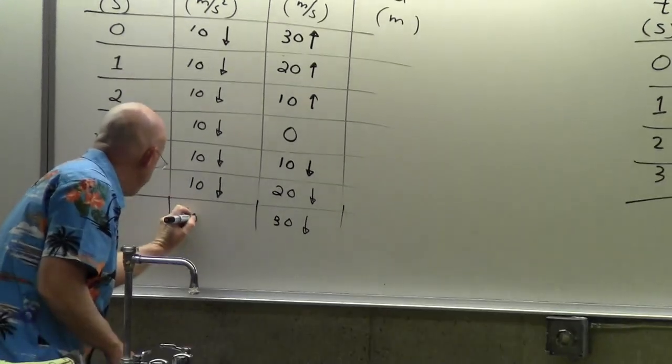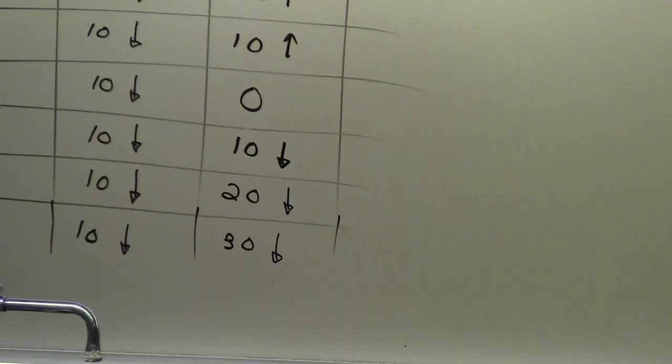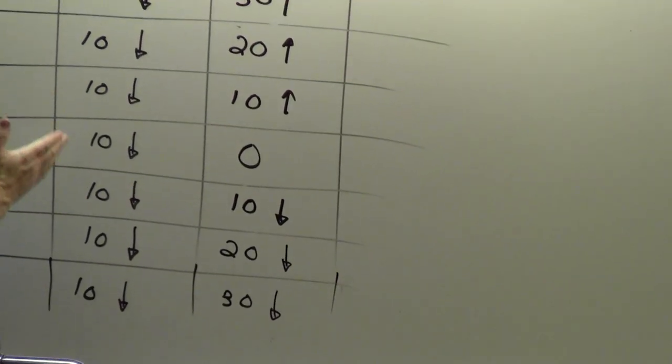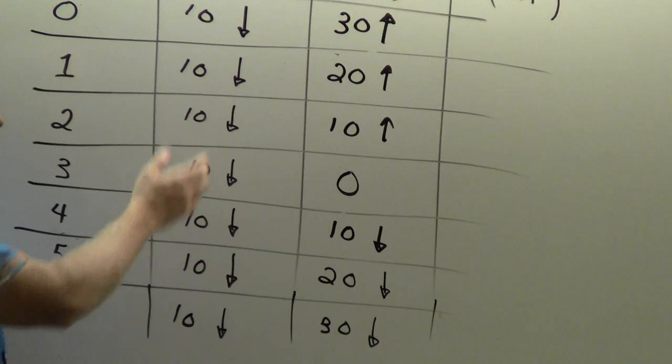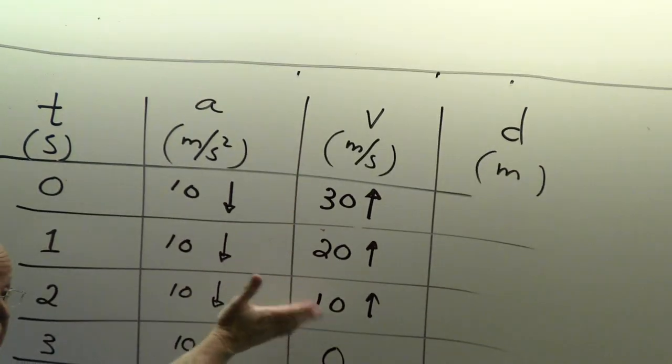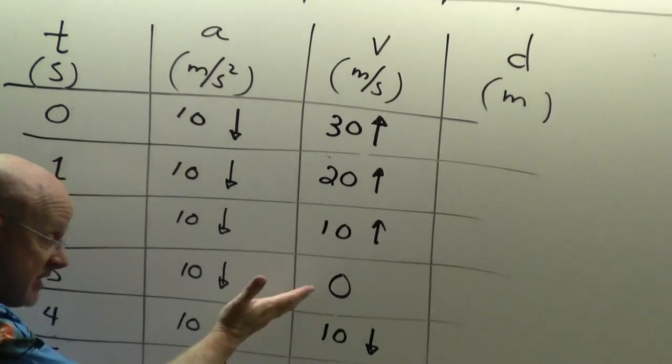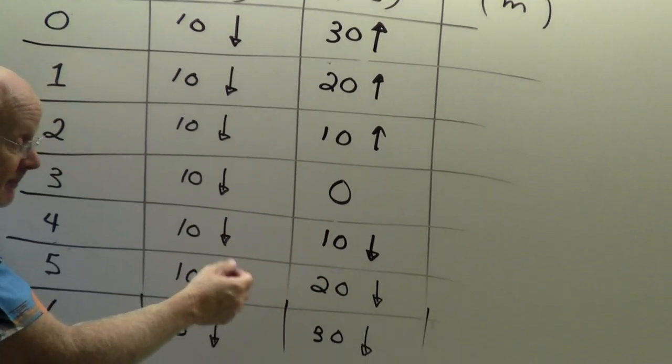Oh, and I guess I forgot to put here, but I want to emphasize here, the acceleration is always 10 and it's always down. This part, the ball's going up. That's why when it changes by 10, it slows down. And in the second half, it's changing by 10, but it's speeding up.